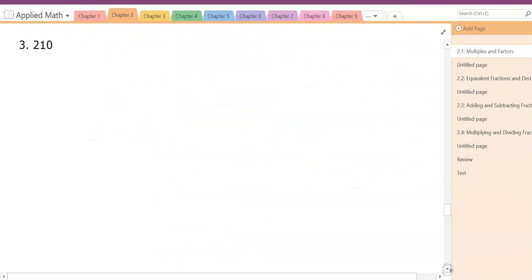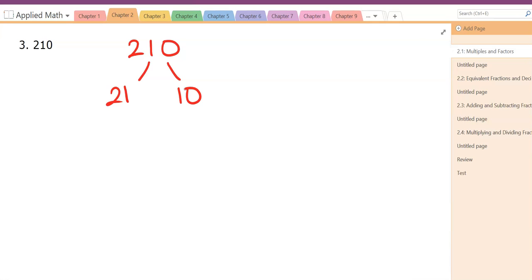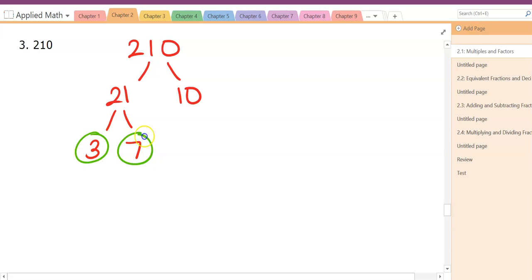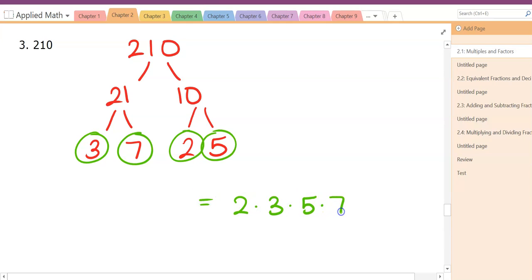210. 21 and 10 would be great. That would be a lot better than doing 2 times something, because your factor tree is going to get longer if you do a 2. All right, so what goes into 21? 3 and 7, and what kind of numbers are those? Prime, so I'm going to circle them. How about 10? And again, those are prime, so circle those up. So writing it out would be 2 times 3 times 5 times 7.